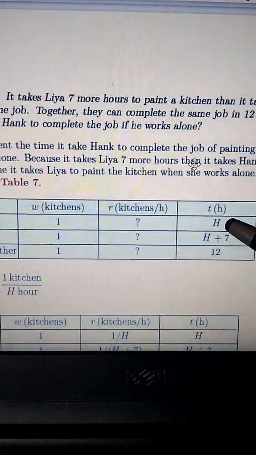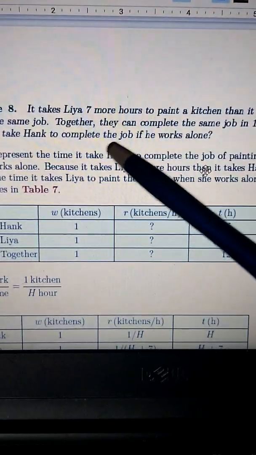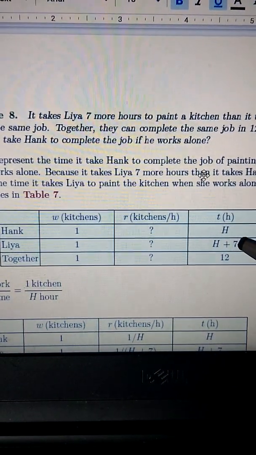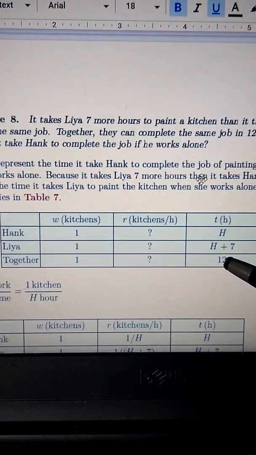And then H is the number of hours. I don't know how long it takes Hank. That's what they asked us to do. Working alone, how long does it take Hank? I do know that Laia takes 7 more hours, so that's H plus 7. And I know together they take 12.